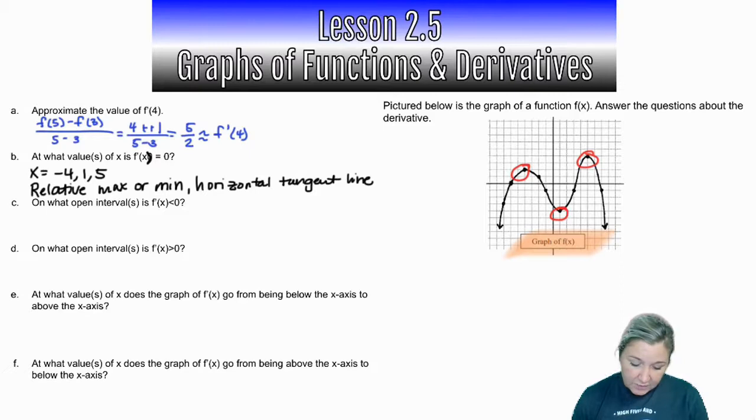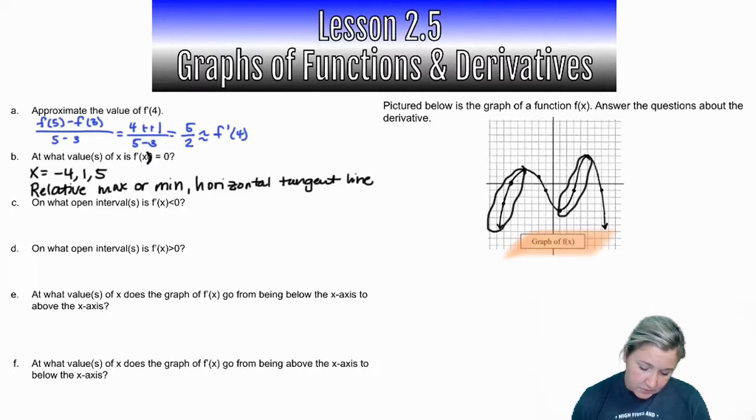And then on what open intervals is f prime of x greater than 0? So that's going to be where our graph is increasing. So let's take a look here. Our graph is increasing on 2 intervals. So our graph is increasing from here to here, and then from here to here as well.